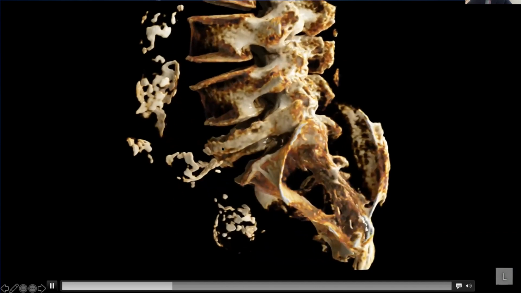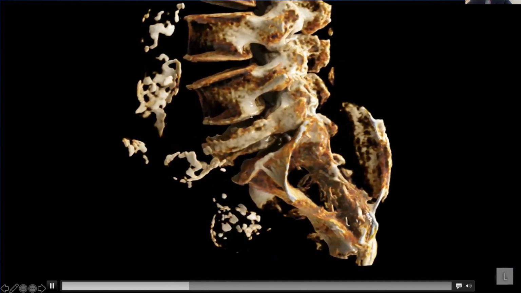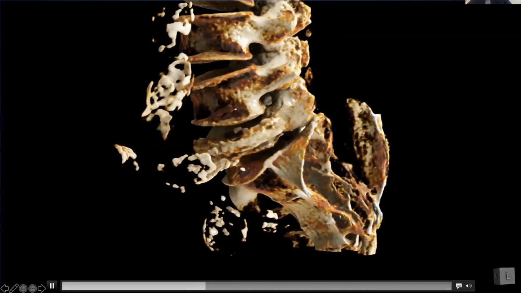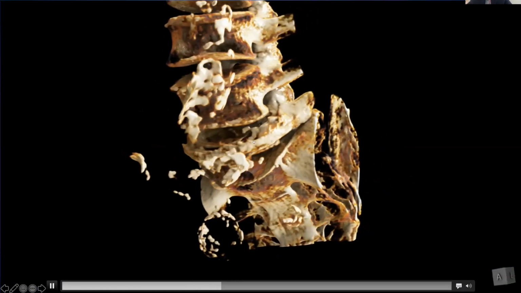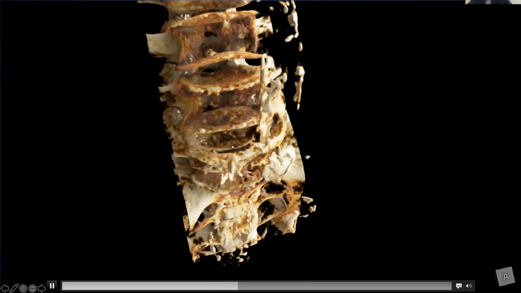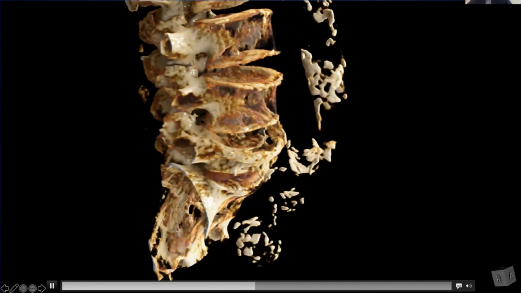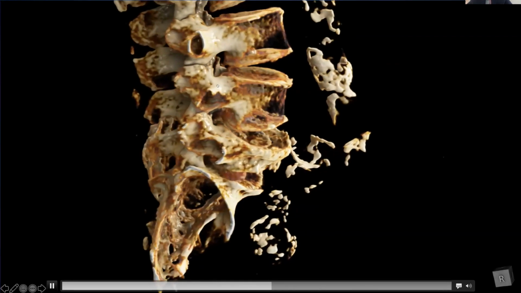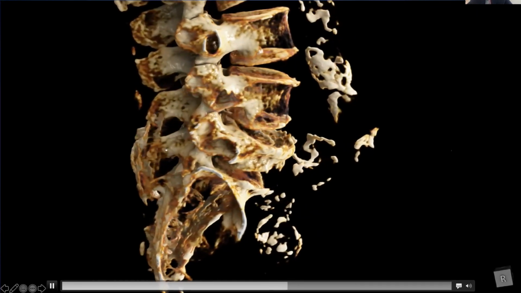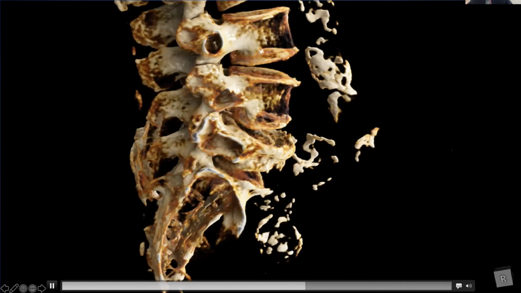Here you can see a vertebral compression fracture. You can see how this vertebral compression fracture contributes to the overall kyphosis. You can see the structures that are involved. You can see the trajectory of the pedicle. So if you were planning to do a percutaneous procedure, this would be useful to know.